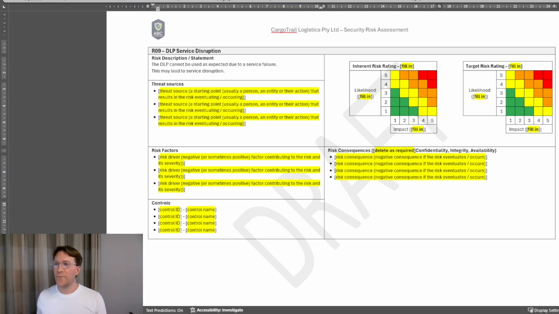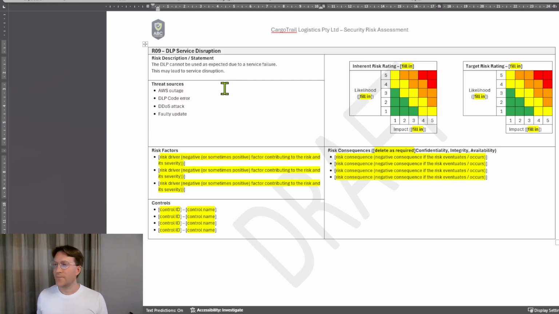Moving on, we have risk 9, digital logistics platform service disruption. So in this case, we are specifically talking about an availability type issue where it's not about information being disclosed, it's not about information being attacked through modification or deletion. It's purely about the DLP platform at the center of cargo trade logistics operations having some kind of service problem, which is purely an availability issue.